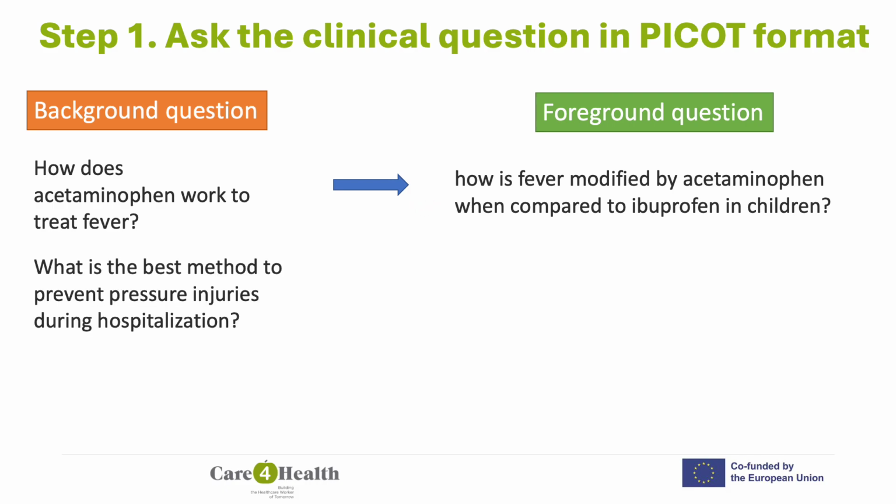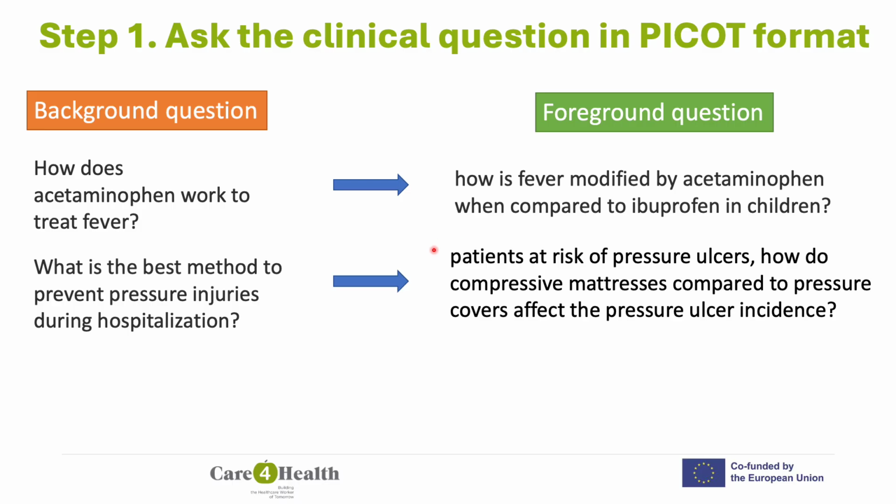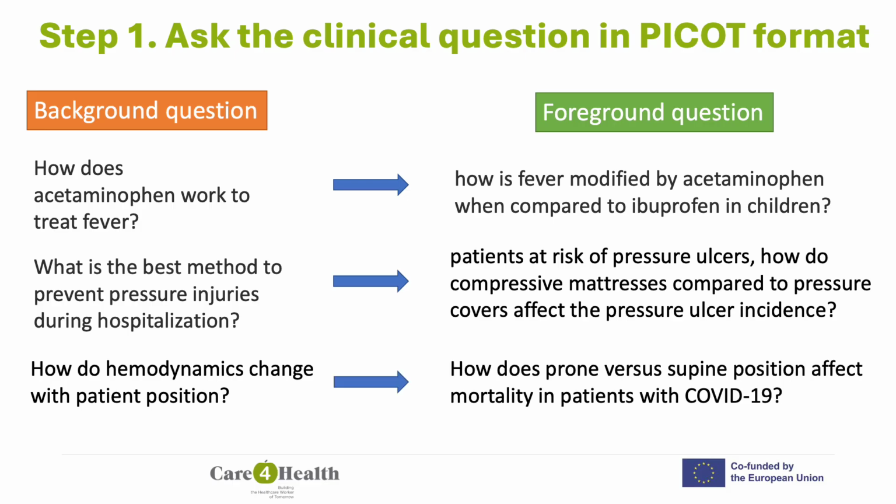The second example of the background question is, what is the best method to prevent pressure injuries during hospitalization? And the foreground question could be, in patients at risk of pressure ulcers, how do comprehensive mattresses compared to pressure covers affect the pressure ulcer incidence? And the third example is, how do hemodynamics change with patient position? And the foreground question could be, how does prone versus supine position affect mortality in patients with COVID-19?